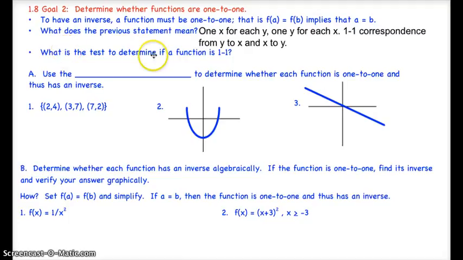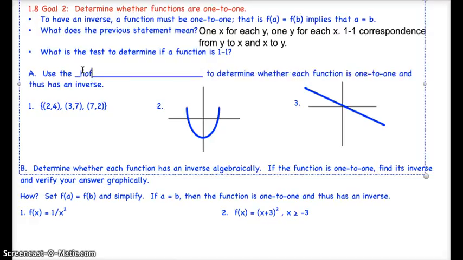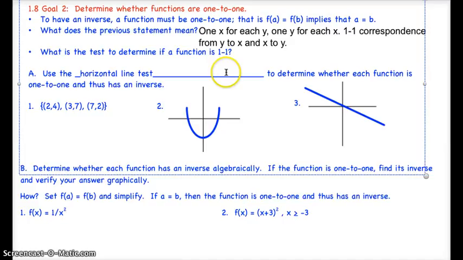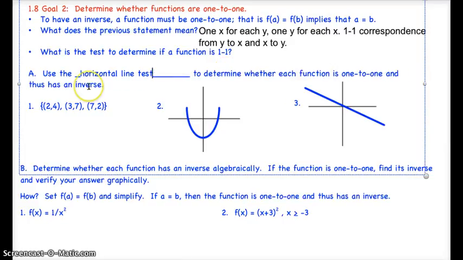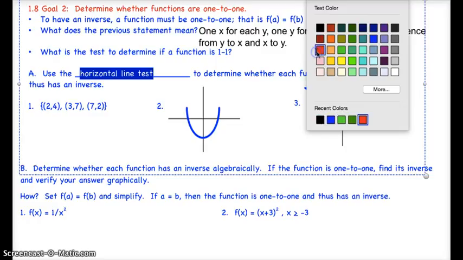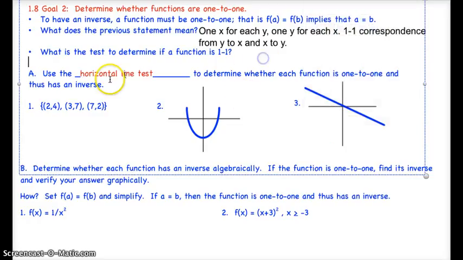So is there a test to determine if a function is one-to-one? Yes, there is. Of course there is. This is math, right? We have tests for everything. So we would use something called the horizontal line test to determine if a function is one-to-one. I know that you know what the vertical line test is. The vertical line test lets us know whether or not we have a function. The horizontal test helps us to know whether or not that function is a one-to-one function.